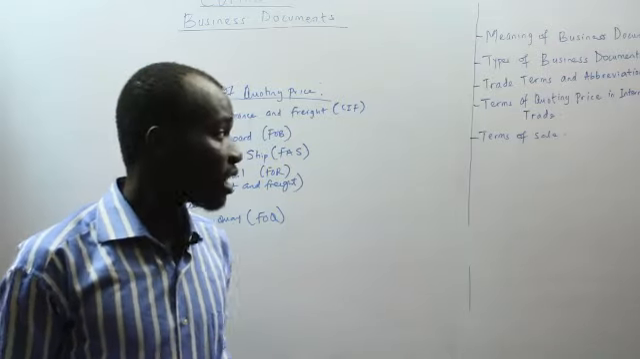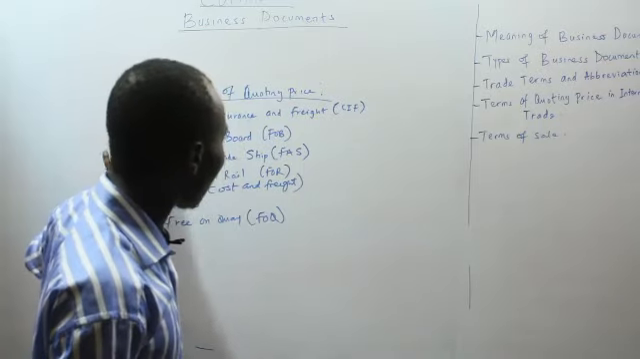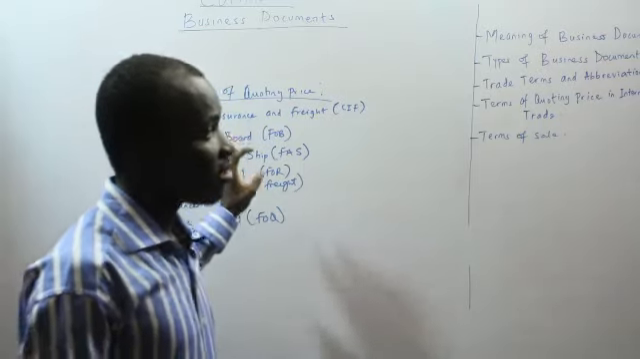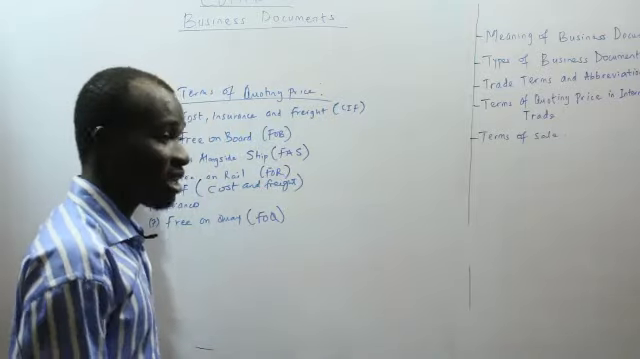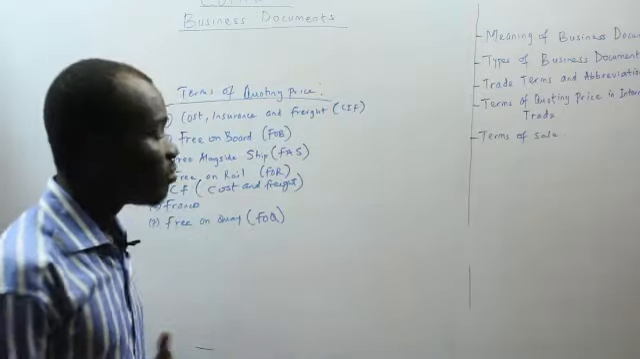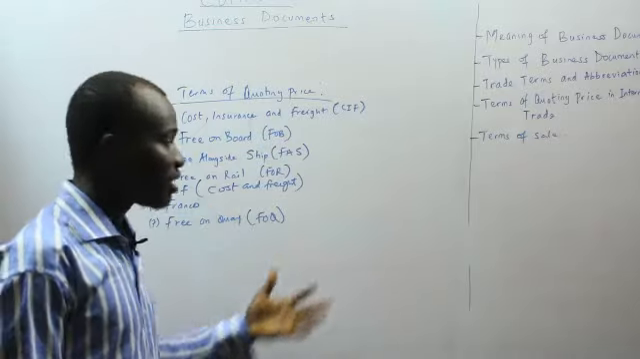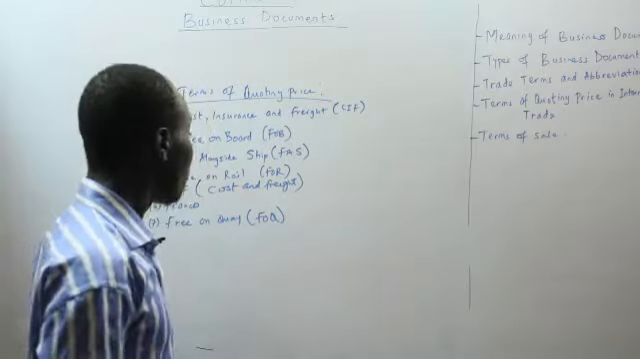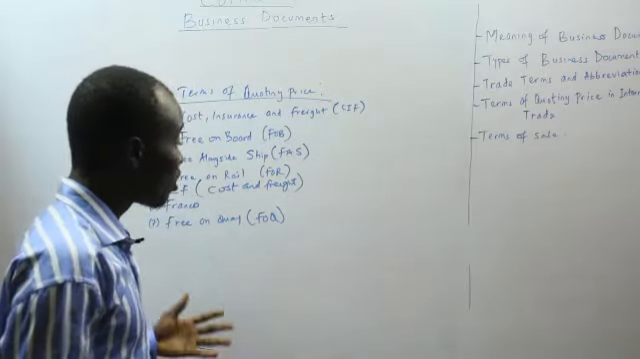So these are the price quotations that are actually used in international trade. We use all of these in quoting prices internationally. That is the cost, insurance, and freight, which is CIF. We use free on board. We use free alongside ship. We use free on rail. We use cost and freight. We use free at warehouse. We also use free on quay.